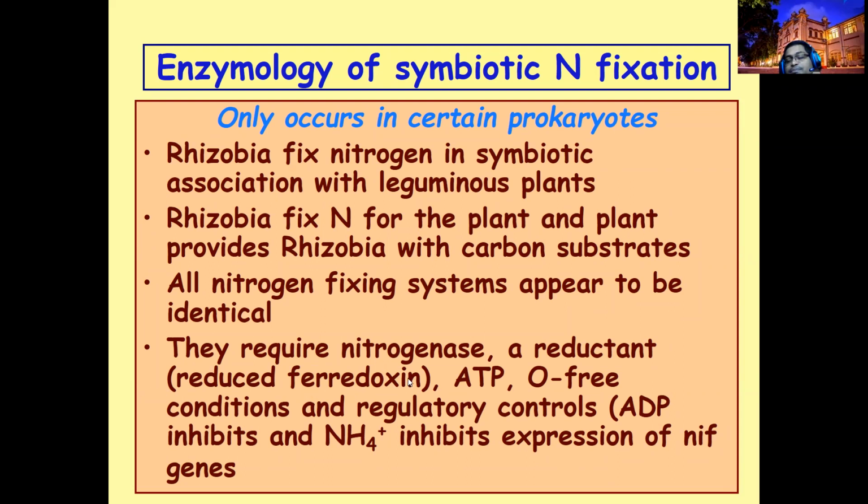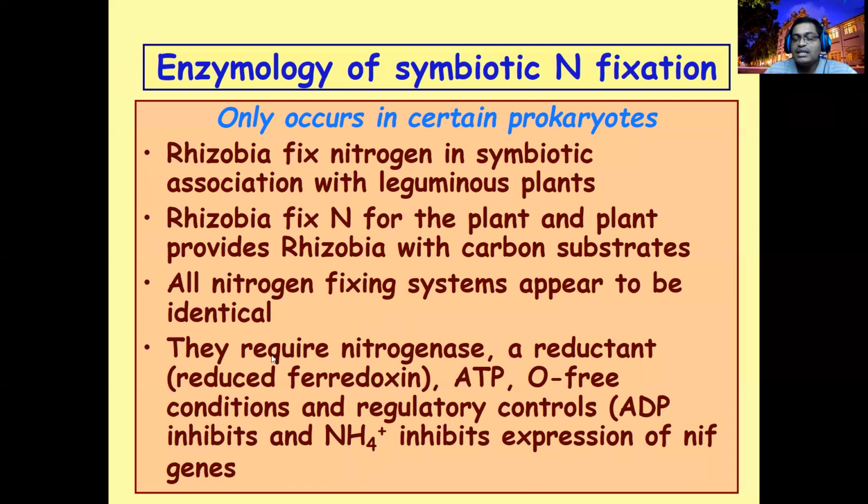It works with ferredoxin and ATP under oxygen-free conditions. It is regulated: ADP inhibits, and NH4+ inhibits expression of the NIF gene, right? Normally in the bacteria there are two genes involved here. One is the NIF gene present in the Rhizobium bacteria. The other one is the nodulation gene present in the Rhizobium, right? The genes of these two organisms help in the fixation of nitrogen.